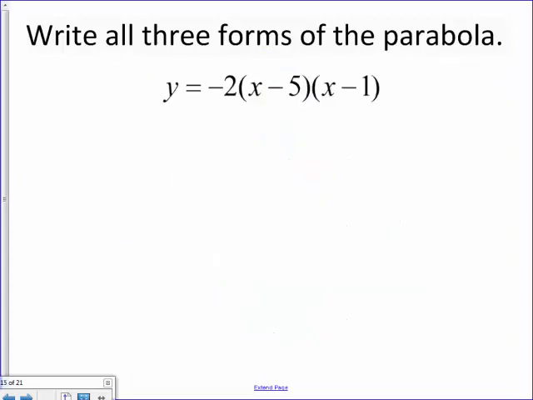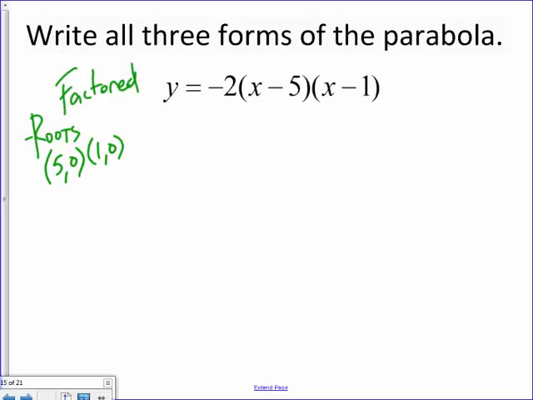Let's try another one here. So which form is this? This looks like it is a factored form. And what do we know about factored form? What things are given? Well, the roots are given, correct? The roots are the zeros. So what would the roots in this case be? They'd be at 5, 0, and 1, 0. Remember, it's like whatever makes this equation 0. So 5 would make it 0, and 1 would make it 0. So those are the two roots.